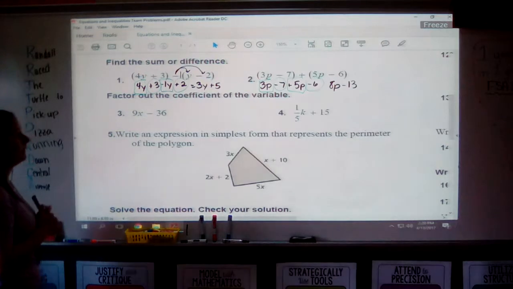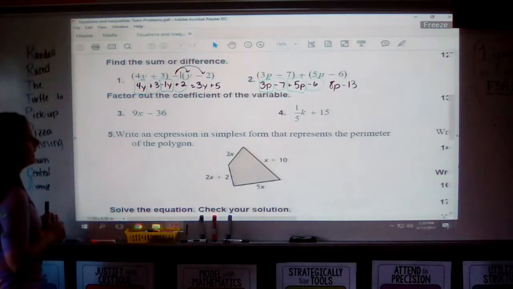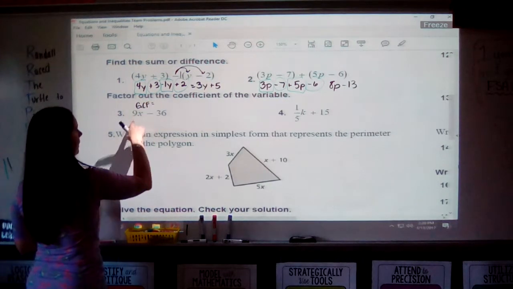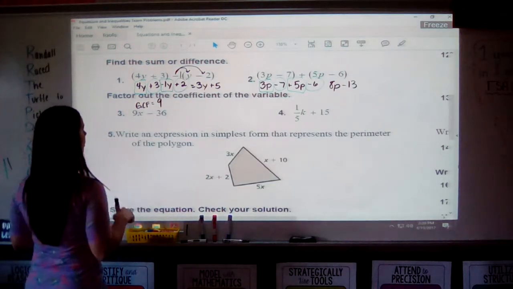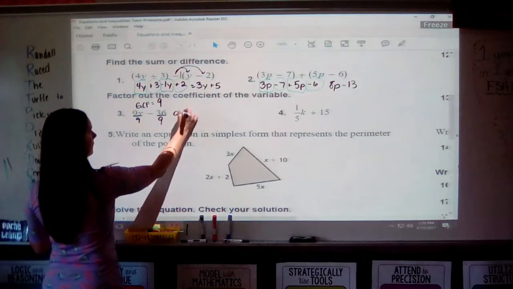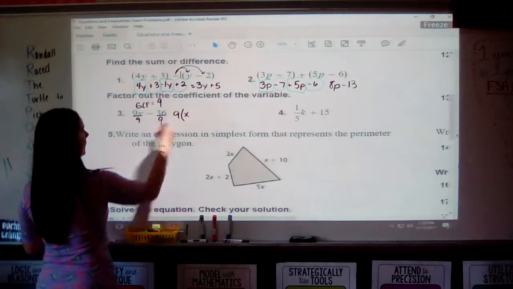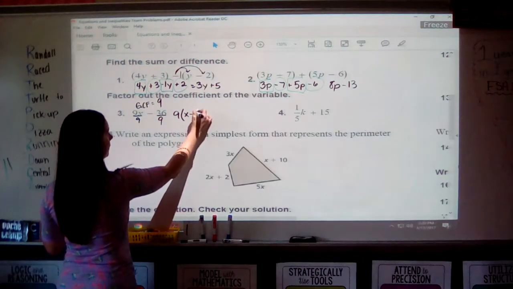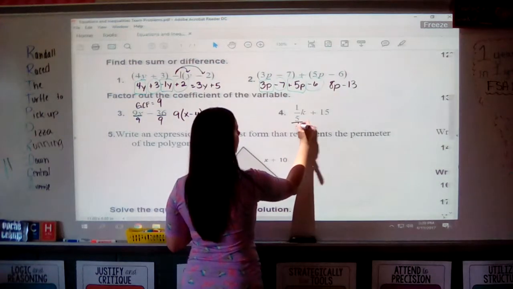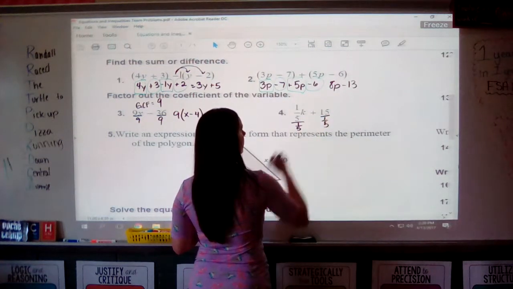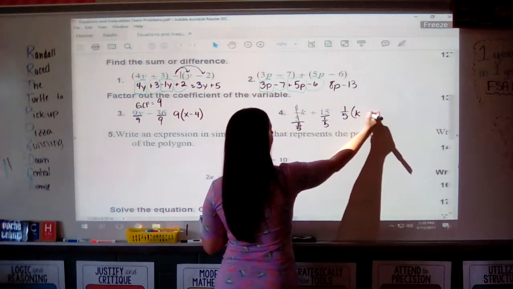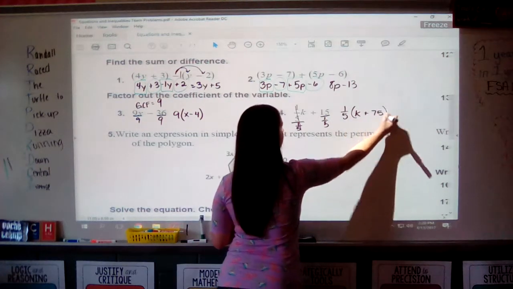Number 3 and 4, we're factoring the coefficients so that we end up with what would be the opposite of distributing. So first we need to find the greatest common factor. The greatest common factor that 9 and 36 share would be 9. So I want to divide my entire expression by 9. And when I factor that out, that leaves me with x. -36 divided by 9 would be -4. So that gives me 9 times (x minus 4). We come over here. The greatest common factor and coefficient is 1/5. So when I factor out 1/5, I'm left with k plus 15 divided by 1/5, which is 75.